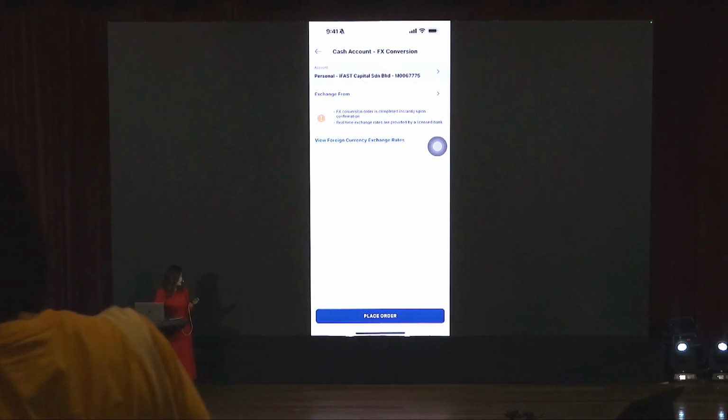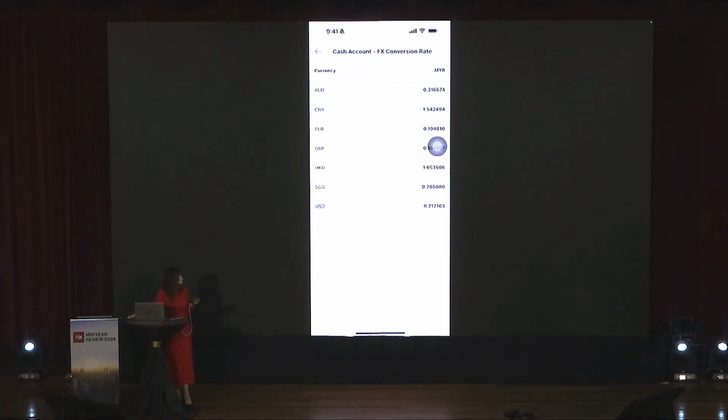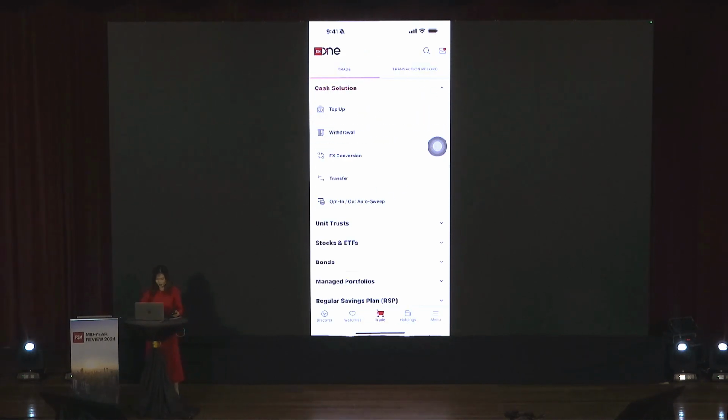You can just straight away convert ringgit to dollars in less than a second, actually. And the rate is fairly competitive. You can check the rate here via this view foreign currency exchange rate. This rate is refreshed at 60-second intervals, and it's all spot rate. We have done a comparison between different types of peers in the industry, and our rate is actually very, very competitive. You guys can do a comparison on it. So let's move on.